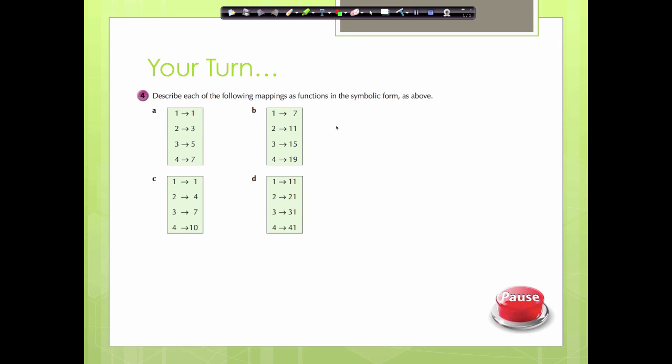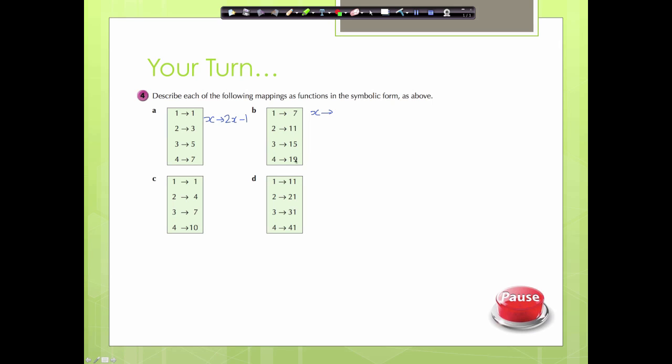Okay, so for the first one, we have x mapped onto 1 to 1, 2 to 3, 3 to 5. That's going to be 2x minus 1. For the next one, I've got x is 1, 1 to 7, 2 to 11, 3 to 15, 4 to 19. If I multiply by 5, I would get 5, add on 2 gives me the 7. 2 times 5 is 10, add on 2 will give me 12, so we cannot do that.